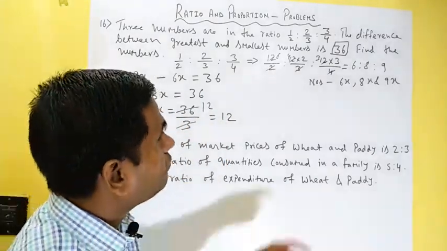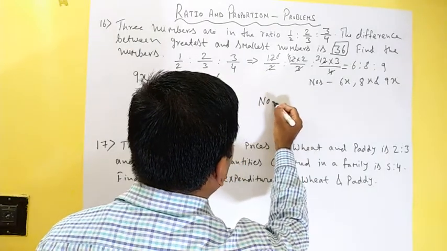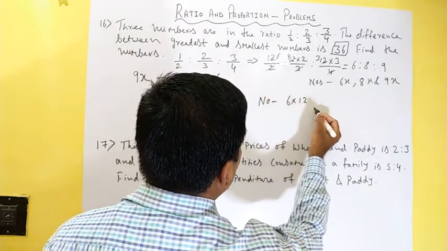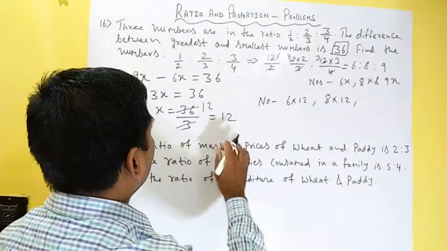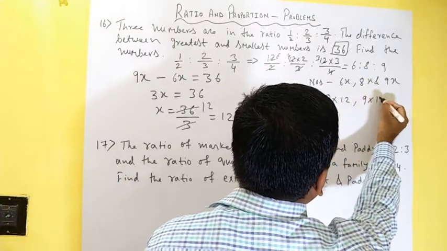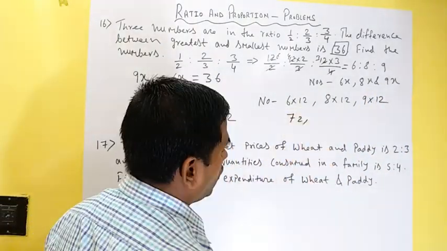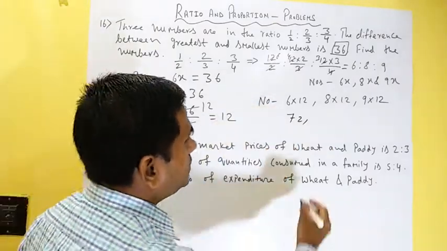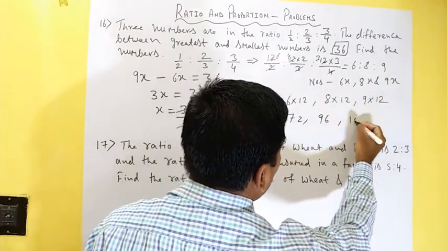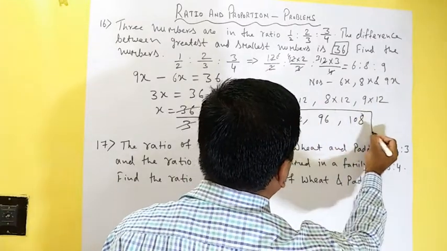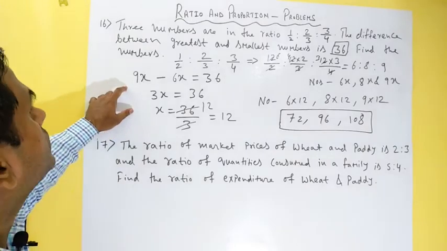Now we have to find the numbers: 6 into 12, 8 into 12 and 9 into 12, because the value of x is 12. 6 into 12 is 72, 8 into 12 is 96 and 9 into 12 is 108. So this is our answer. Hope you have understood this problem, friends.